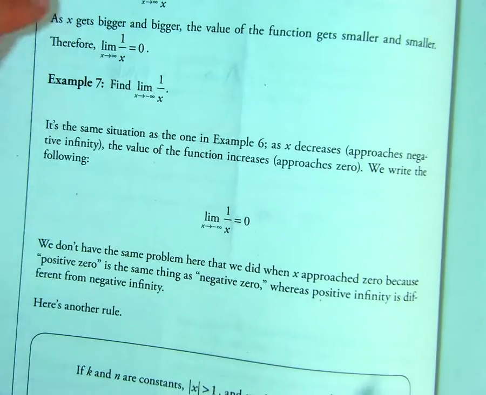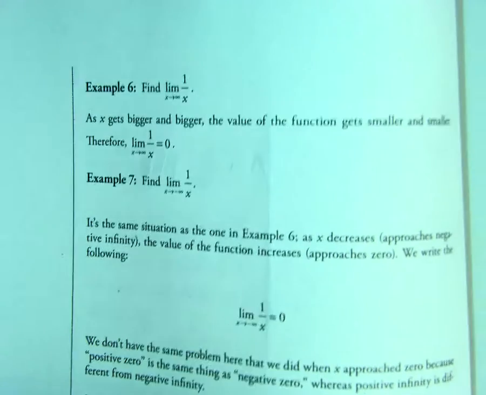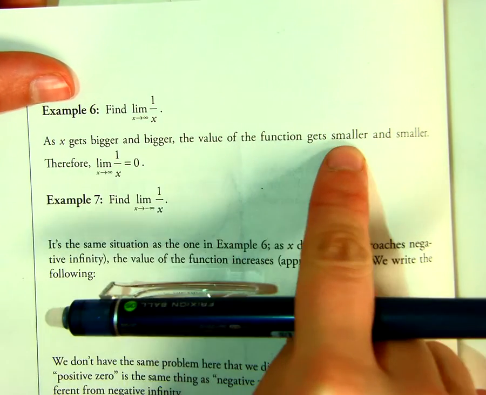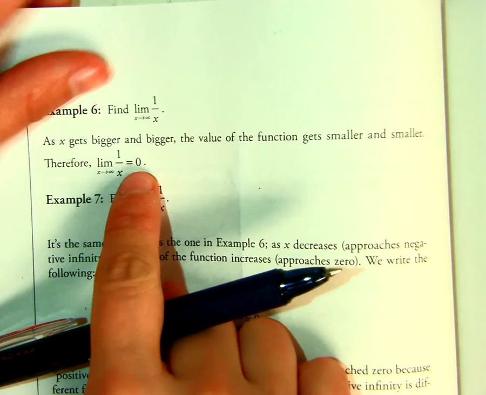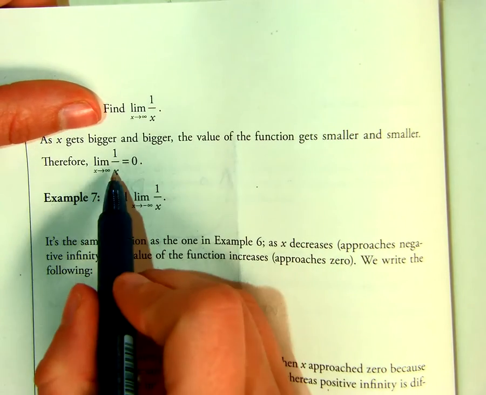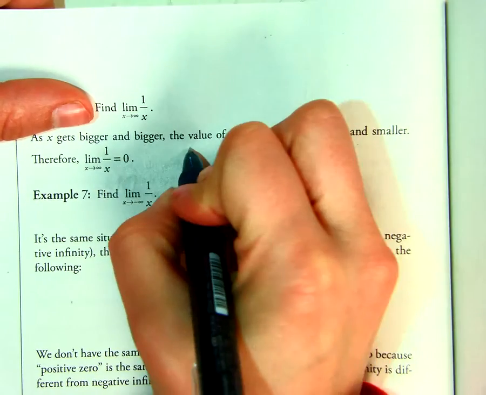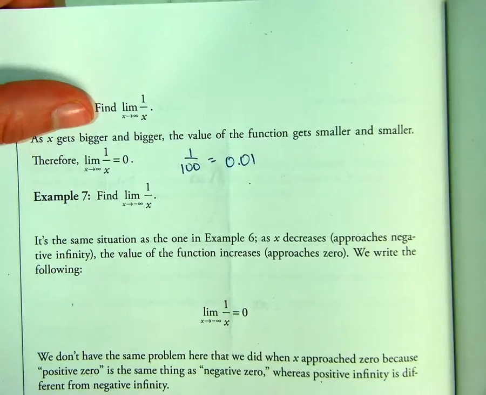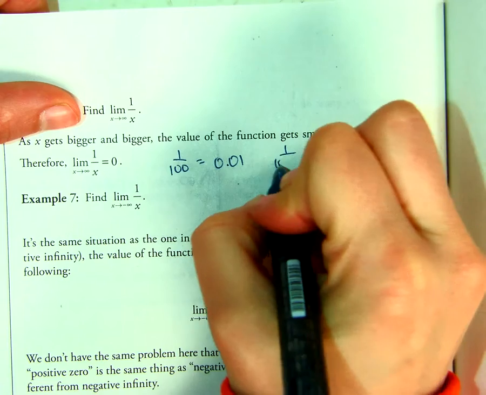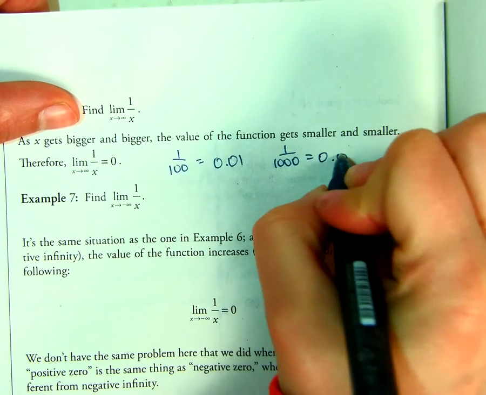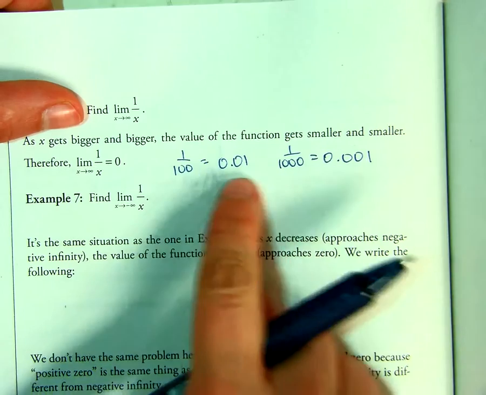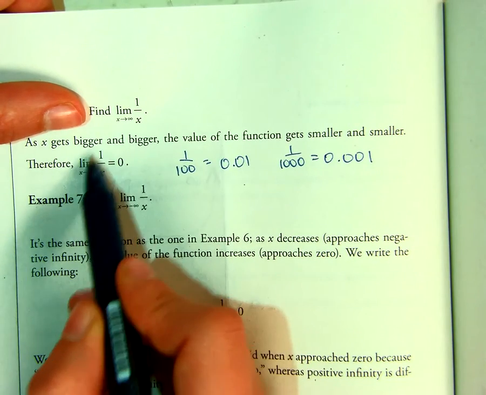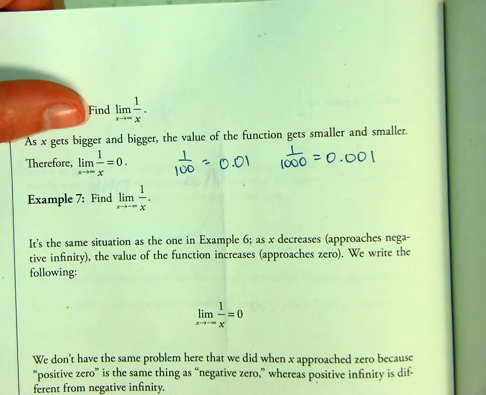So, what if we plug in as x approaches infinity? Okay, well, as x gets bigger and bigger, the value of the function actually gets smaller and smaller. So instead of it going to infinity, the bigger the number it is, it's going to be 0. So like, let's say we plugged in 1 over 100. Okay, that's going to be 0.01. But if we plugged in 1 over 1,000, 0.001, right? It's going to get closer and closer to 0 the bigger the denominator is. So as x approaches infinity of this function, it's going to get closer to 0.